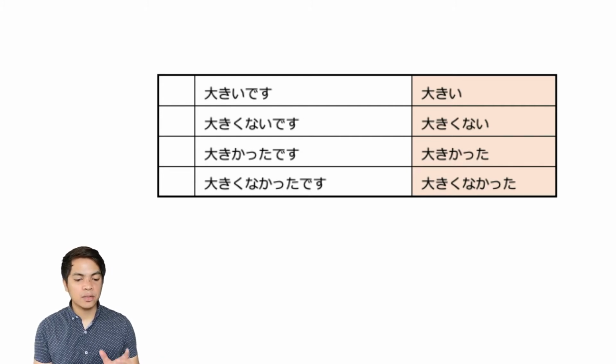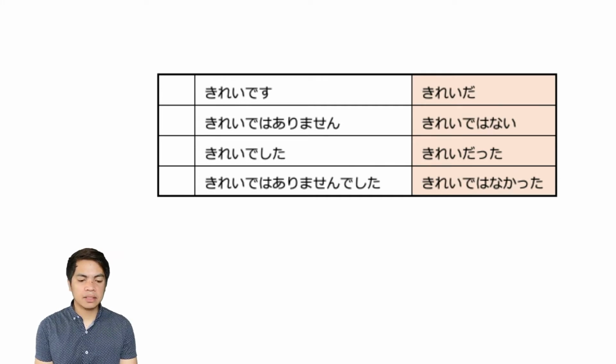Next line, ookikunakatta desu. So the negative past of the adjective ookii. Ookikunakatta desu. Once again, just remove desu, ookikunakatta. Now for the na adjectives, take note that na adjectives and nouns follow the same rule when it comes to their plain style. Let's start from kirei desu. Change desu to da, kirei da.